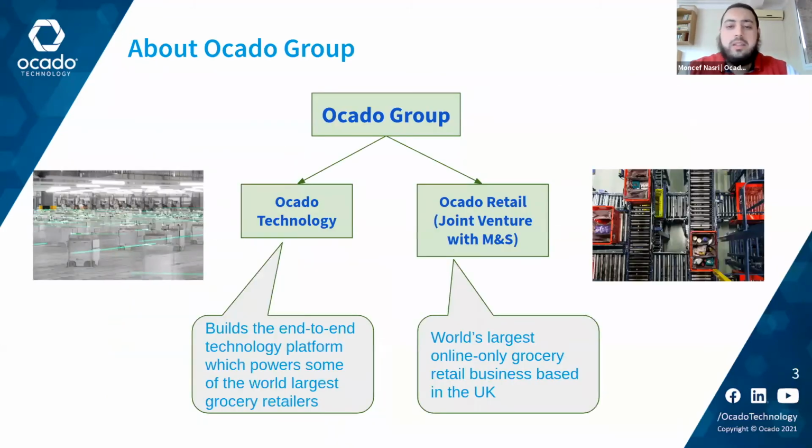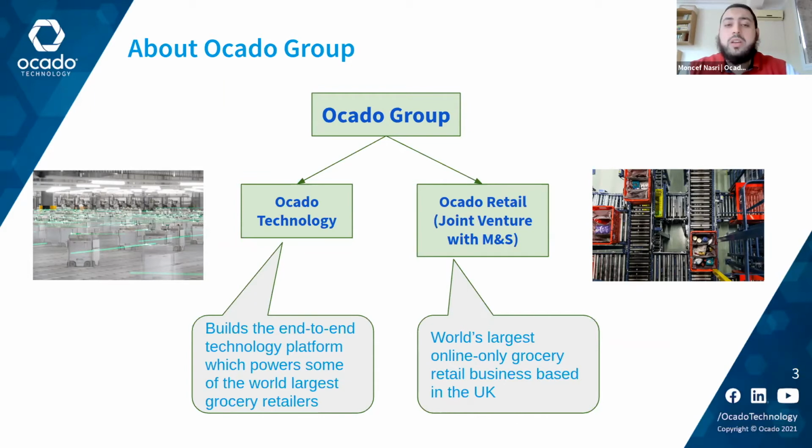Ocado Group is an entity that has two parts. Ocado Retail is a joint venture with M&S. So every time you see an Ocado van in the street or you shop on the Ocado website, this is through the Ocado Retail entity. And there's Ocado Technology, which aims to build end-to-end technology platforms, which power some of the world's largest grocery retailers, amongst which Ocado Retail.